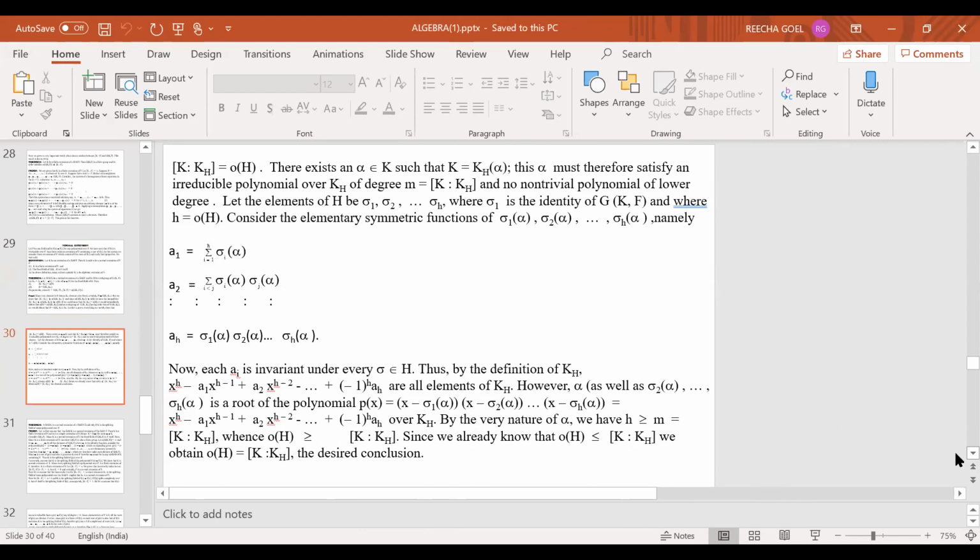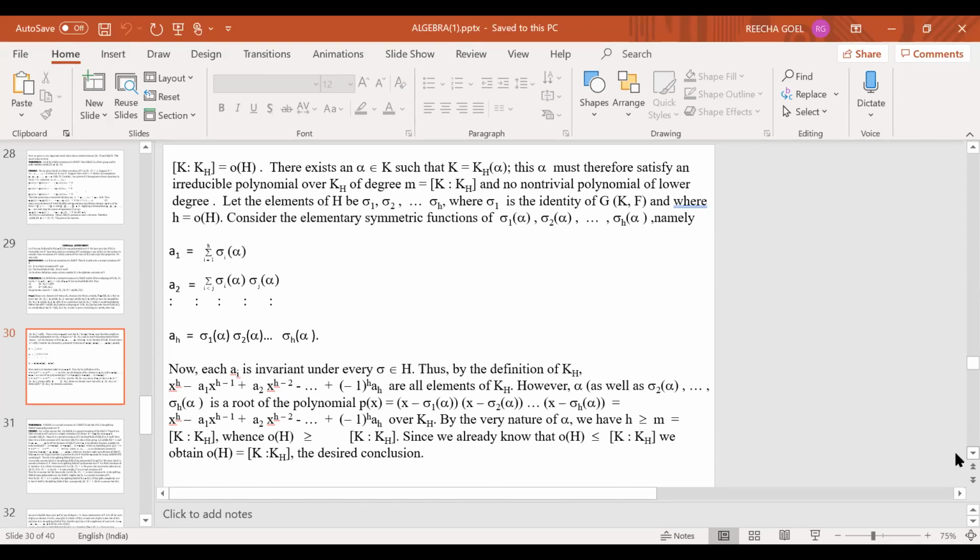Why? Because K is a normal extension of F, so it's a finite extension, and every finite extension is nothing but a simple extension. So there exists an element alpha in K such that K can be realized as KH(alpha). So this alpha must therefore satisfy an irreducible polynomial over KH, say of degree m. Let us assume that the degree of K over KH is m, and there is no non-trivial polynomial of lower degree than m.